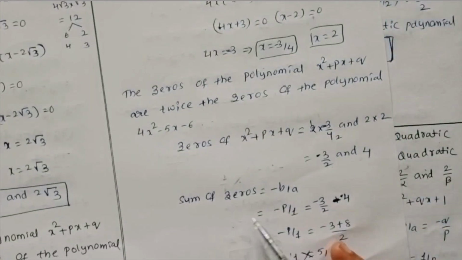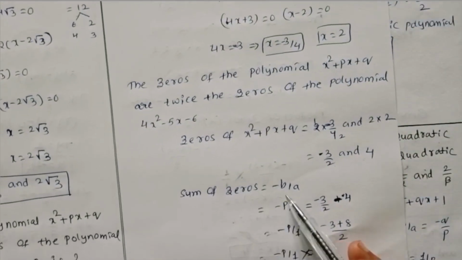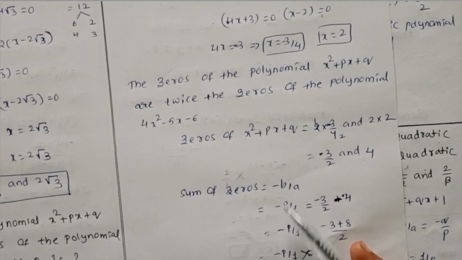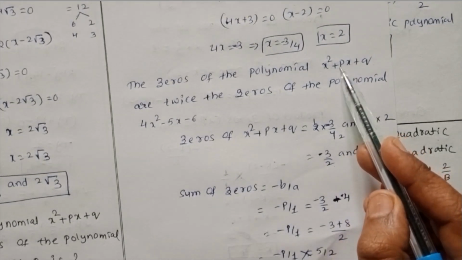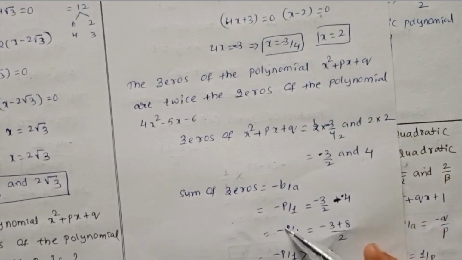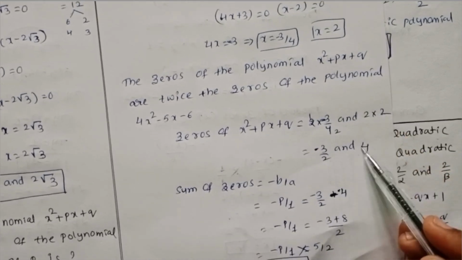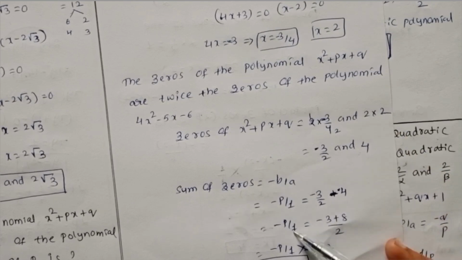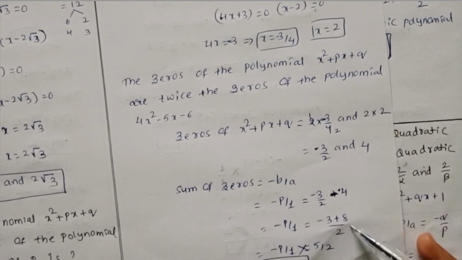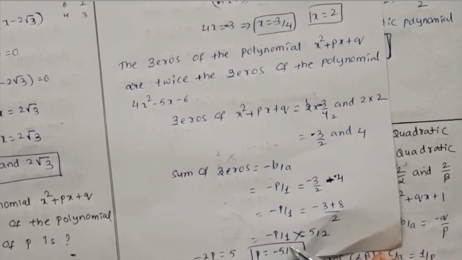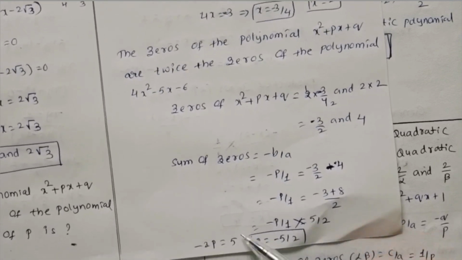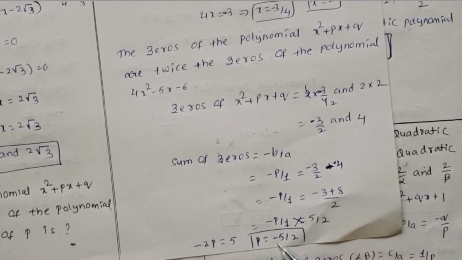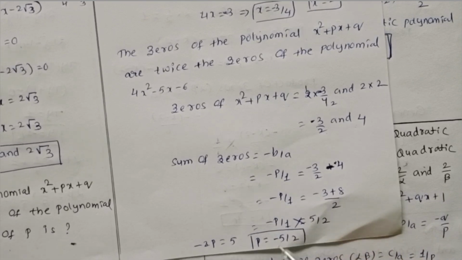Now find the sum of zeros. Sum of the zeros formula is minus b by a. From the equation here, minus b by a means minus p by 1 is equal to, add these two, minus 3 by 2 plus 4. That is minus p by 1 is equal to minus 3 plus 8 by 2. Minus p by 1 is equal to 5 by 2. Cross multiplication, minus 2p is equal to 5. P is equal to minus 5 by 2. Next question.